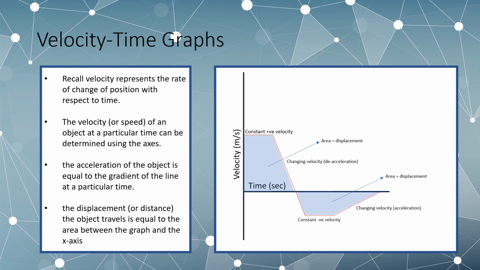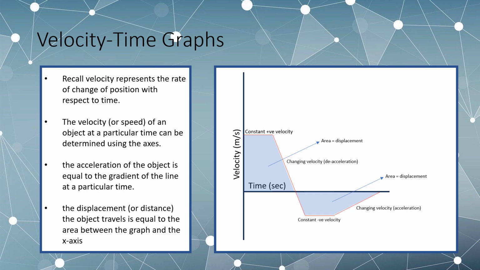Perhaps the most common type of graph you'll encounter in your physics studies is the velocity time graph. Recall that velocity represents the rate of change of position with respect to time. On a velocity graph, we have our velocity on the y-axis, our units for velocity are meters per second, and our time, in this case in seconds, but can change depending on the units used for the question. Now, the velocity or speed of an object at a particular time can be determined using the axis. So if we wanted to go to a particular time, we just look at its time coordinate on the x-axis and we match it with its velocity coordinate on the y-axis.